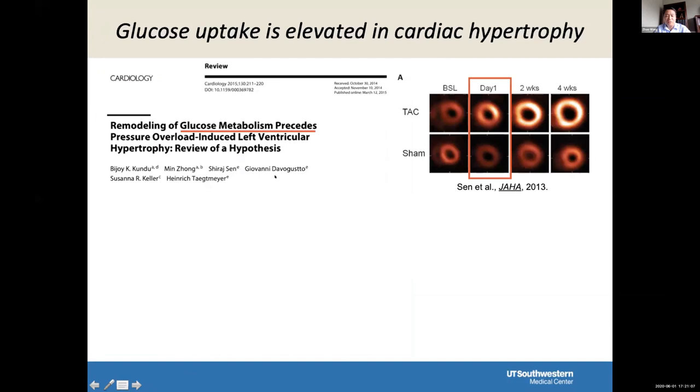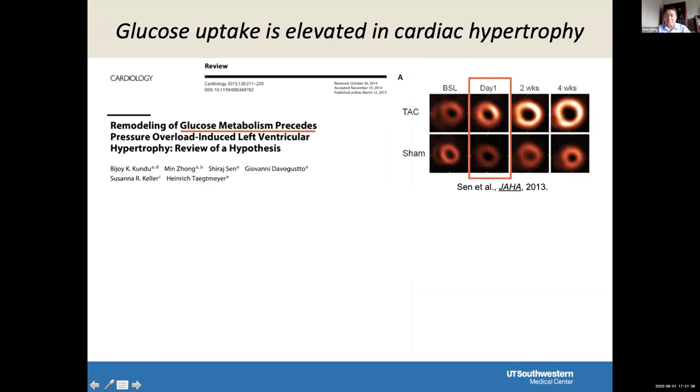A number of years ago, a study from Tegmark's lab showed glucose metabolic remodeling precedes most, if not all, other remodeling events during cardiac hypertrophic growth and heart failure. As Dr. Carvey showed in his talk previously, glucose metabolic remodeling plays an essential role in this process. In this study, Tegmark's lab published in 2013, the glucose uptake is significantly increased in the hypertrophic heart as early as 1 day after surgery.